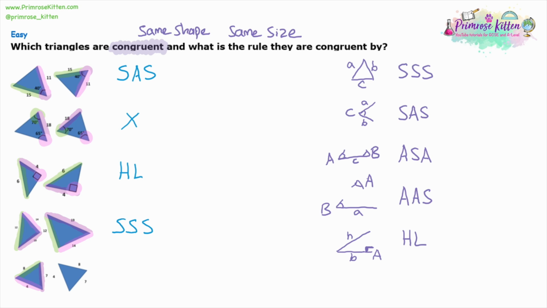Let's see if we can do that with the next triangle. We've got 8, 7, and 4. So again, we have 3 sides that are the same measurements. We can join them all up in the same order. We can say this is side, side, side. Those two triangles are congruent.